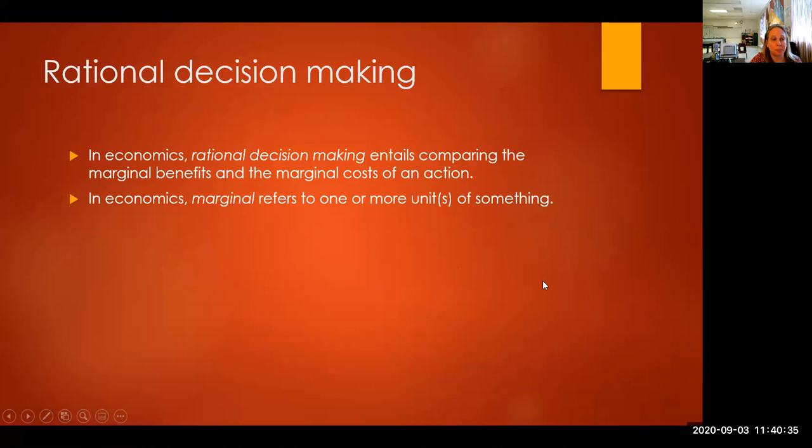All right, so in economics, rational decision-making entails comparing the marginal benefits and the marginal costs of an action. In economics, marginal refers to one or more units of something, but it's really adding a unit.